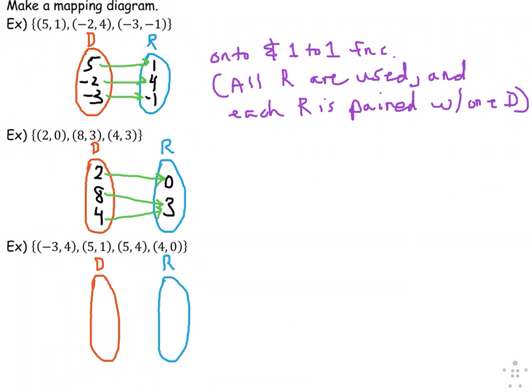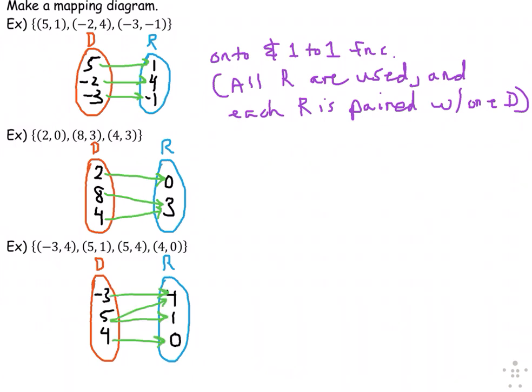In the last example, I could see in the roster notation that I have repeats in the domain. Therefore, this relation is not more specifically a function. It does not follow that extra special rule that for every input, you have one unique output. Let's see how that looks in a mapping diagram.